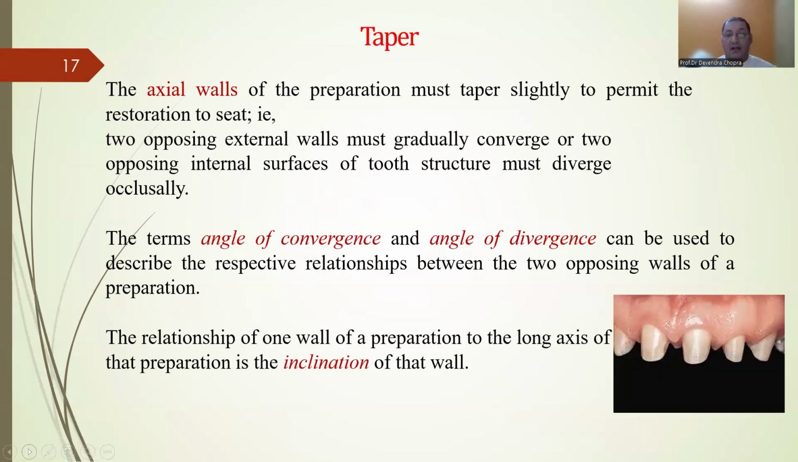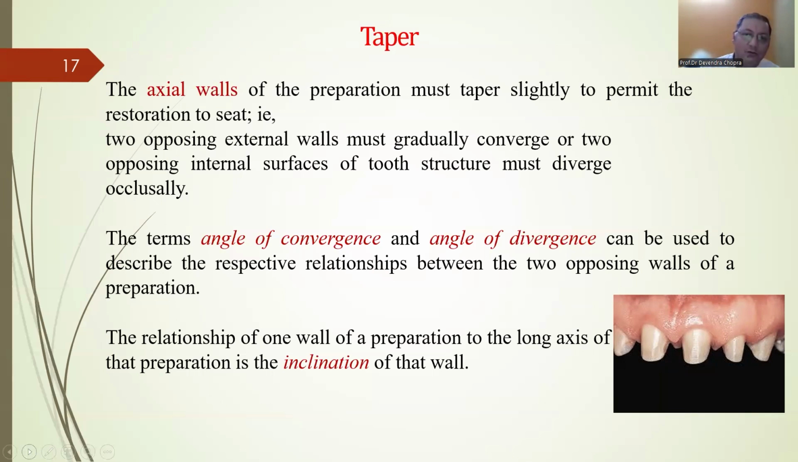Taper. Guys, check out the diagram and you can see the taper of your restoration is a very, very important aspect when you are trying to achieve resistance form. How? The axial walls of the preparation must taper slightly to permit the restoration to seat. Okay, that means a minimum of 6 degrees of taper is required. How can you achieve it?